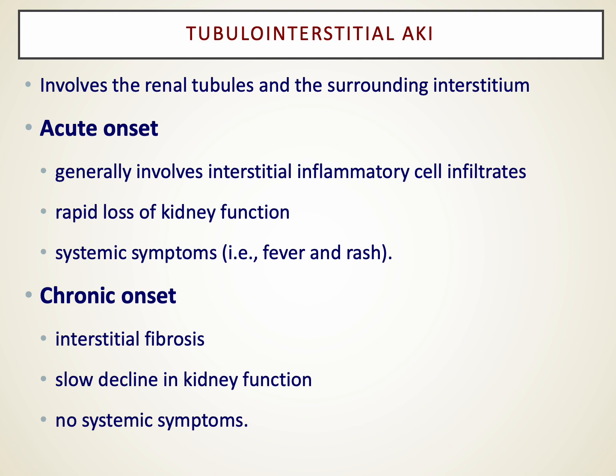Tubulointerstitial acute kidney injury involves the tubules or the surrounding interstitium around those tubules. Typically, it can have an acute or a chronic onset. The acute onset typically involves interstitial inflammation, infiltrates with a rapid drop in creatinine clearance. Typically, there are also concurrent symptoms of fever and a rash. The chronic onset is a slower process, usually with the absence of any systemic symptoms.